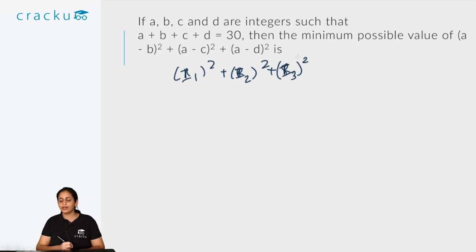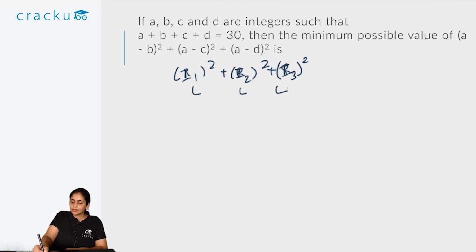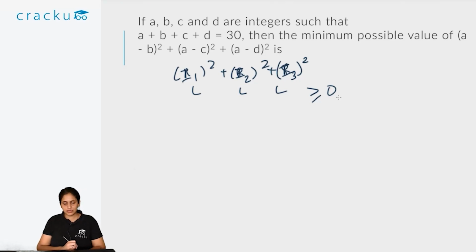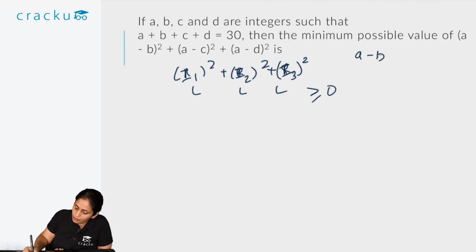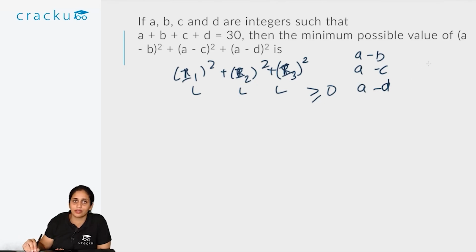Now, given this fact, each of these values will be greater than or equal to 0. The minimum value that these can take is 0. And when will 0 occur? The 0 will occur when these values are as small as possible. Therefore, 0 or near about 0 will occur when a minus b, a minus c, a minus d are as close to 0 as possible. And that will basically occur when a, b, c, d are as close to each other as possible.